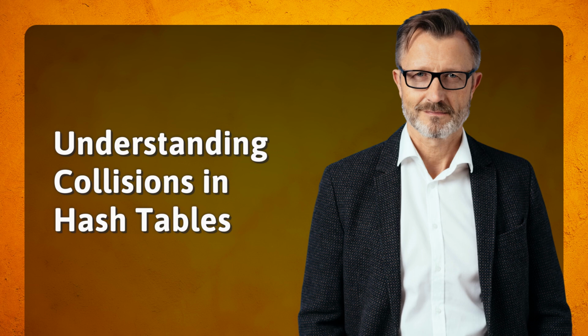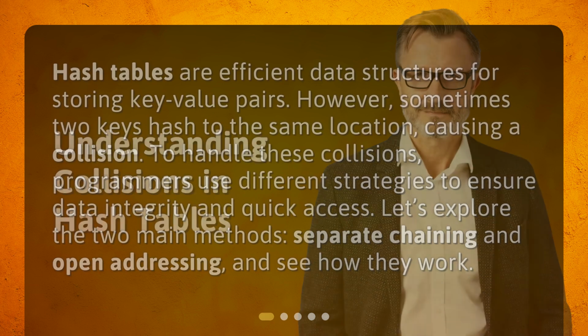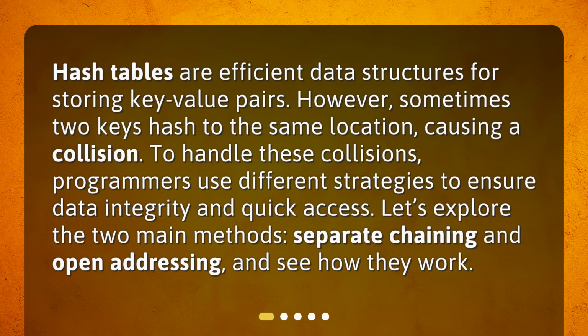Understanding collisions in hash tables. Hash tables are efficient data structures for storing key-value pairs. However, sometimes two keys hash to the same location, causing a collision. To handle these collisions, programmers use different strategies to ensure data integrity and quick access. Let's explore the two main methods, separate chaining and open addressing, and see how they work.